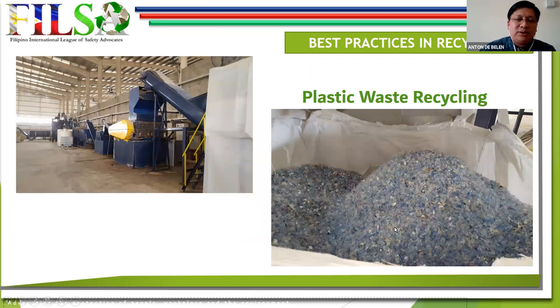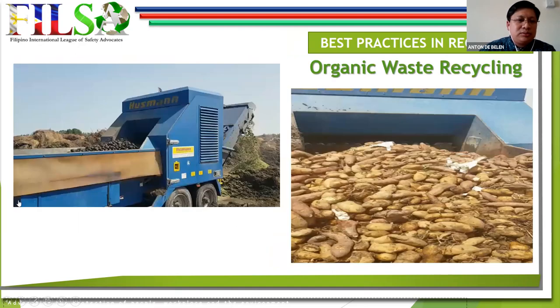This one is plastic recycling, wherein they convert it to flakes. These flakes usually come from plastic bottles. These flakes will now be converted to other products. It can be for clothing, for other plastic materials. It can be made as a thread or any other materials. I have some videos here for organic waste itself.